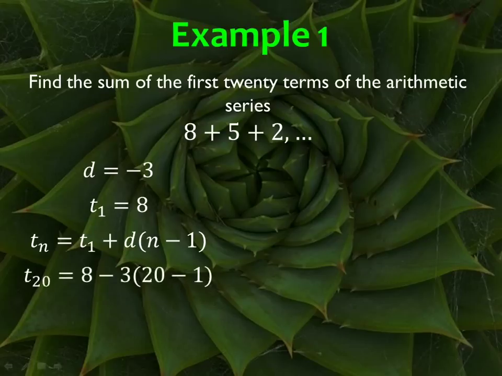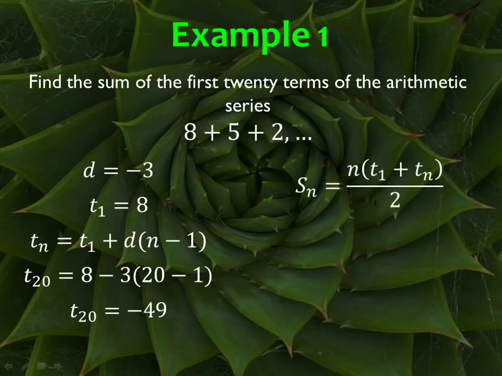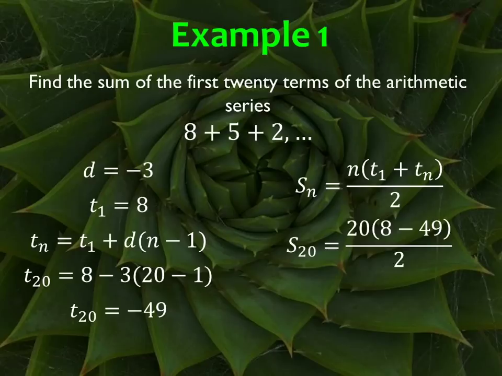So we plug in n as 20, we plug in d as -3, and we see that the 20th term is -49. Now it's just a matter of plugging it into the formula. We have 20 terms, 20 is n, the first term is 8, the last term is -49. So we add 8 and -49 together, multiply it by the number of terms, which is 20, and divide it by 2. And you do all that, you get -410.